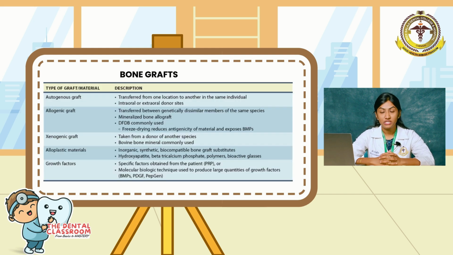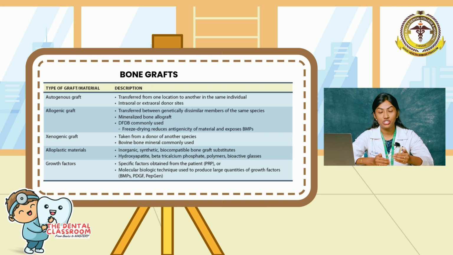With the use of membranes, we also know about the additives used. In these additives, we will discuss the bone grafts. In bone grafts, we have various types of materials like autogenous, allograft, xenograft, alloplastic materials and growth factors. Autografts are materials which are taken from one location to another in the same individual. Only the location differs; it is taken from the same individual from intraoral or extraoral sites. Allografts are materials which are taken from different individuals, genetically dissimilar members of the same species.